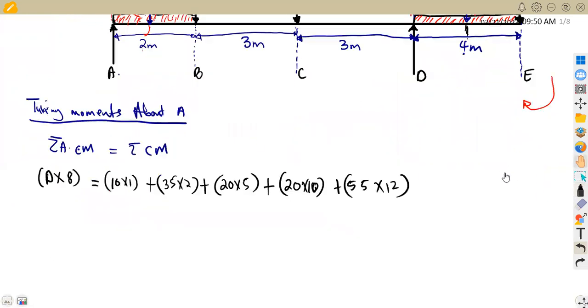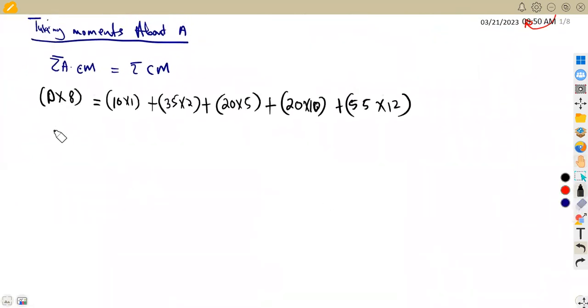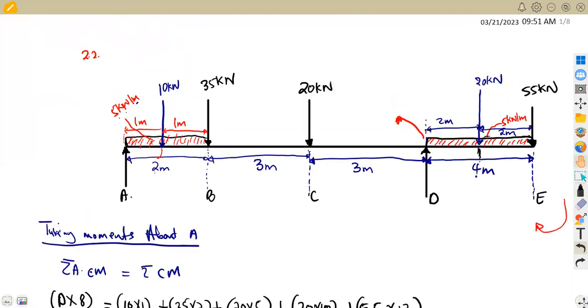We are going to combine everything and calculate the value for D. All right, so that's 8 times D, which is 8D, is equivalent to, I want to combine everything on the right-hand side. You're going to obtain 1,040. So dividing by 8, that means we can obtain the value of D, which is going to give us 130 kilonewton. So we have the value for D in this case, 130 kilonewton.